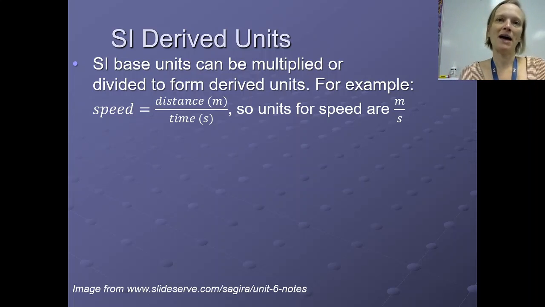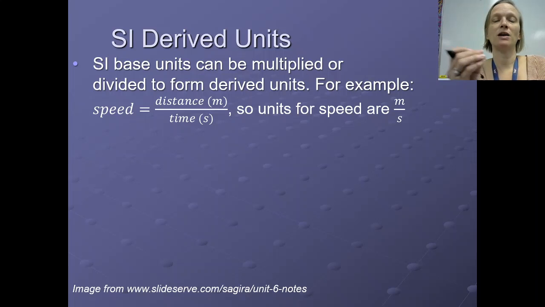Okay, going back to derived units. SI-based units can be multiplied or divided to form derived units. With dimensional analysis, I showed you that you can multiply and divide by units, and they can cancel out or square with each other, just like multiplying and dividing with numbers. With derived units, you're going to have to be a little comfortable with this idea of multiplying and dividing by the base units. For example, speed.